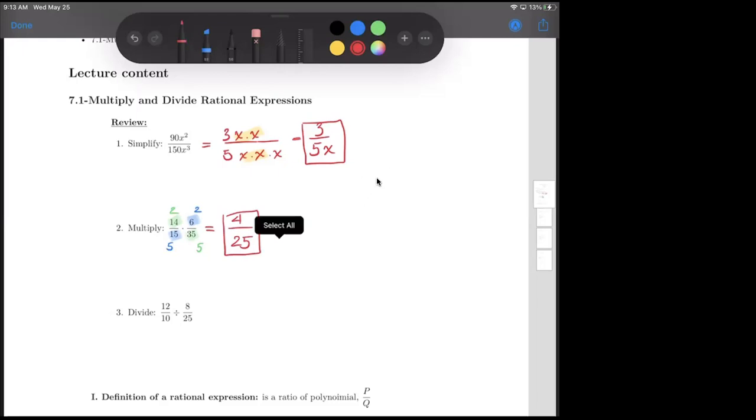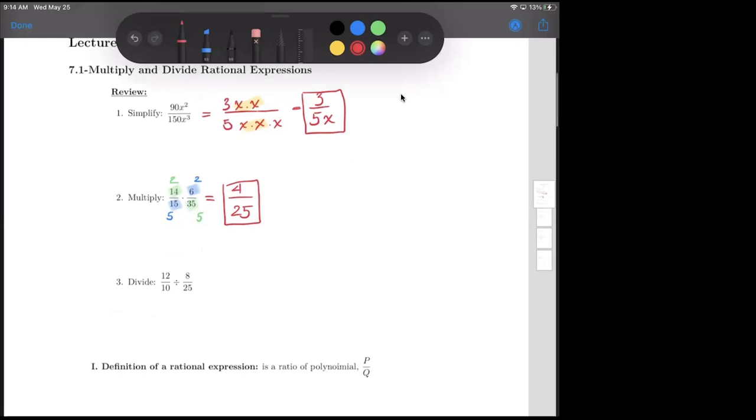Okay, Haya got 15 over 4 for the third one. Devin got 30 over 8. So maybe Devin, you want to simplify that too. Anyone else for the third one? Let's see. Alex 15 over 4. Okay.